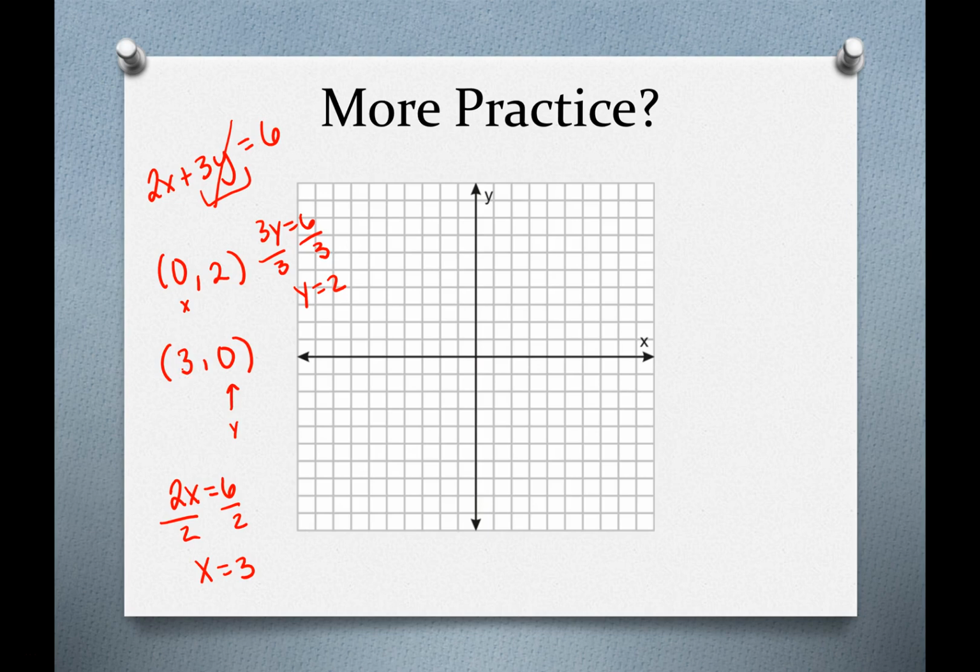Now graphing these 2 points, 0, 2 brings me up to here, and 3, 0 brings me here. Remember, left-right 0, up 2. So that's where this point comes from. And then this one would just be right 3 and then not up or down. So right 3.